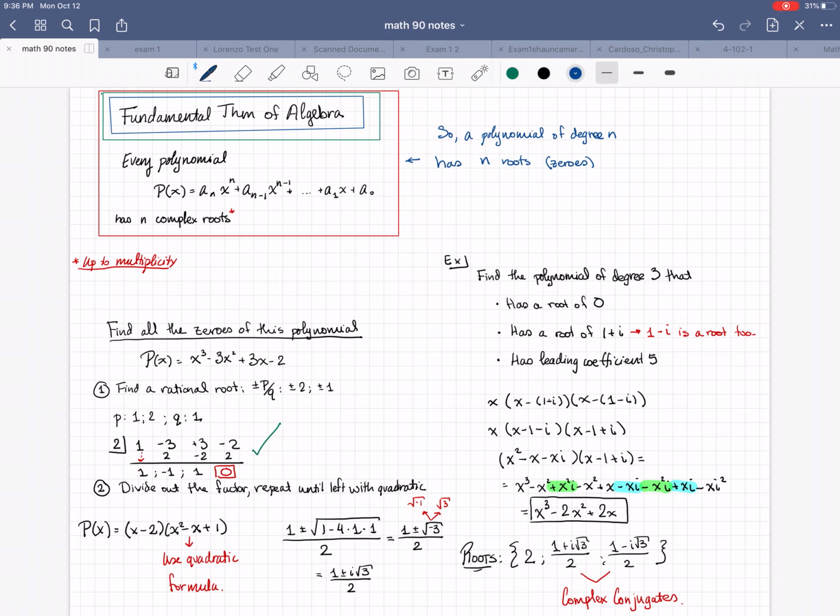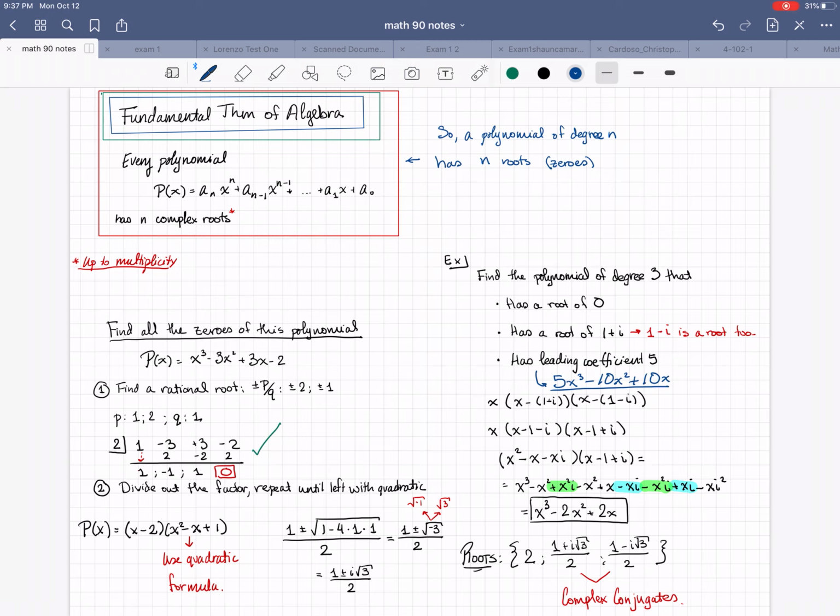So to satisfy all of our criteria, to have a leading coefficient of 5, a root of 0, and a root of 1 plus i, the polynomial we are looking for is 5x cubed minus 10x squared plus 10x. So what this example really gets at is this idea that every single non-real root is going to be part of a pair of roots that are conjugate to one another.